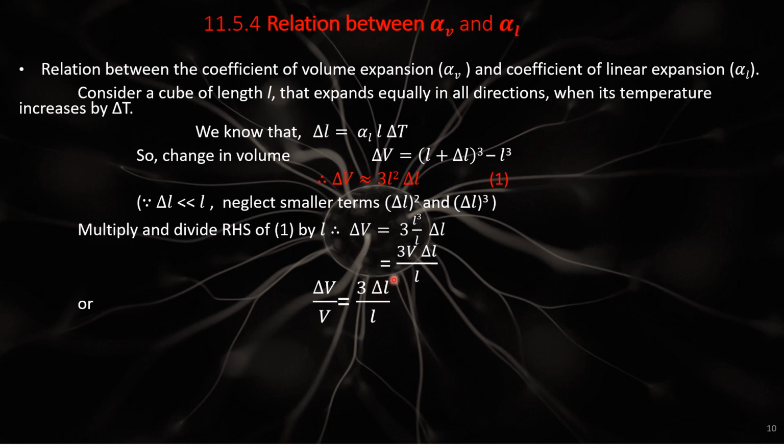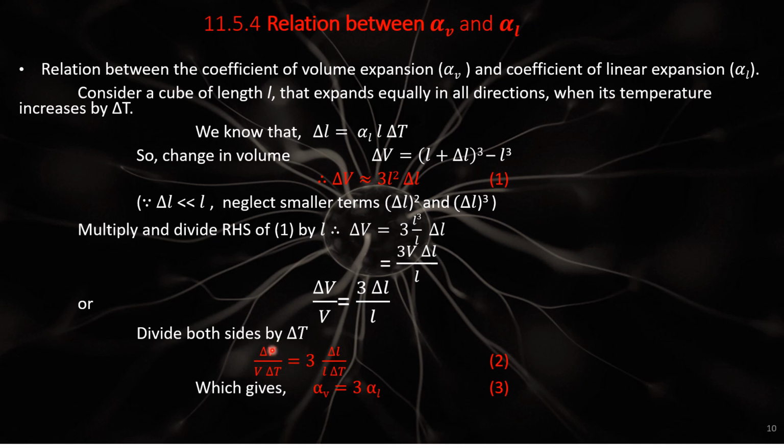So we can write delta V, that is on the left hand side, divided by V is equal to, retain this 3 as it is, into delta L by L. Now again divide the left hand side and right hand side by delta T to get the definition of alpha V and alpha L. So when we divide delta V by delta T, we get delta V by V into delta T is equal to 3 into delta L by L into delta T, which is written and shown on the screen. Let it be equation 2.